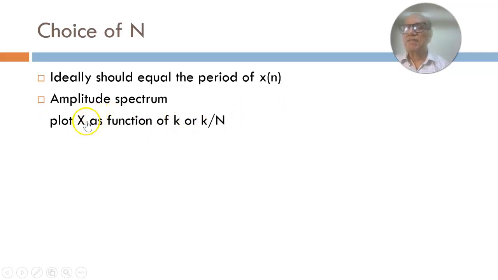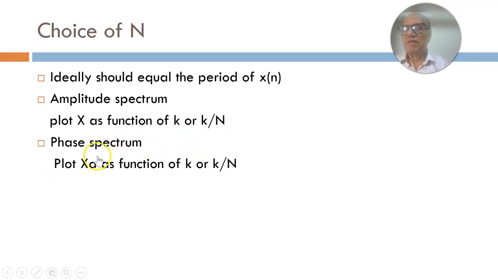So as we said, you calculate the amplitude spectrum by obtaining the magnitude and then plot it as a function of k, which is the frequency index, or k by N, which is the digital frequency itself. Okay. Then you can plot the phase spectrum. So plot XA as a function of k or k by N, which is again a digital frequency.